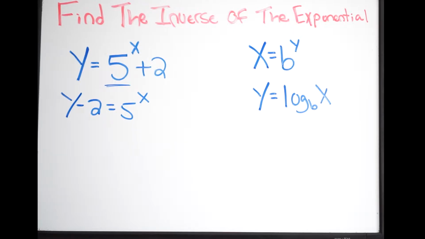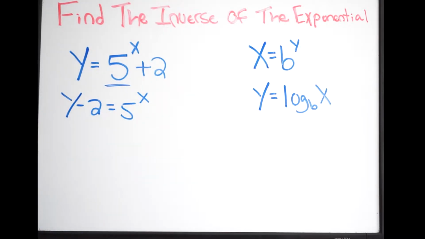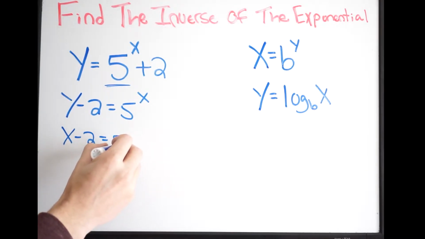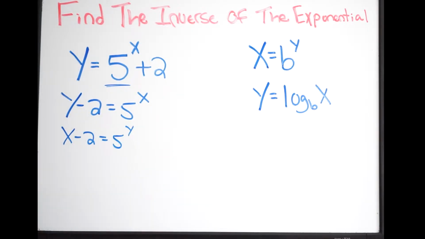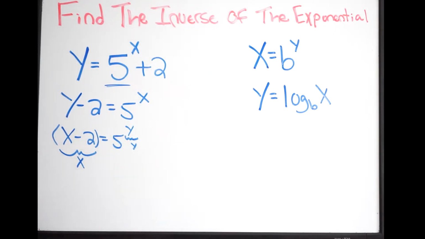Your next step is to replace the variables. So where I see a y, I'm going to replace it with an x, and where I see an x, I'm going to replace it with a y. So rewriting this, we have x minus 2 equal to 5 to the y. So now at this point you want to go from exponential to log form, right? So right here, I'm going to put this in parentheses, this whole part right here is acting like our x. This part right here is acting like our y.